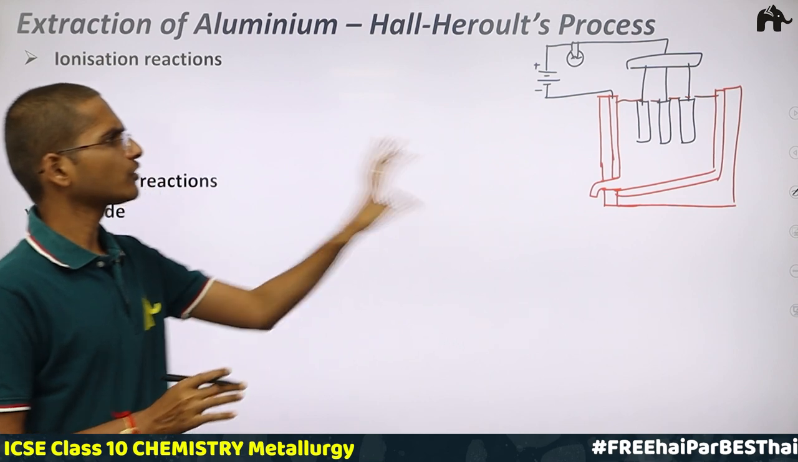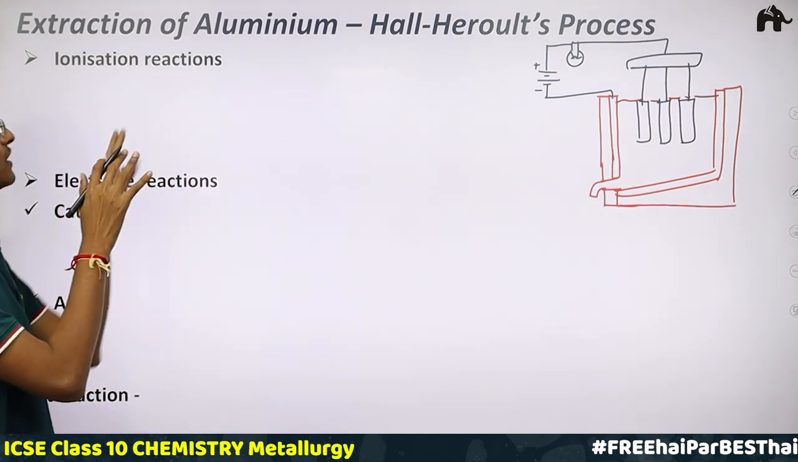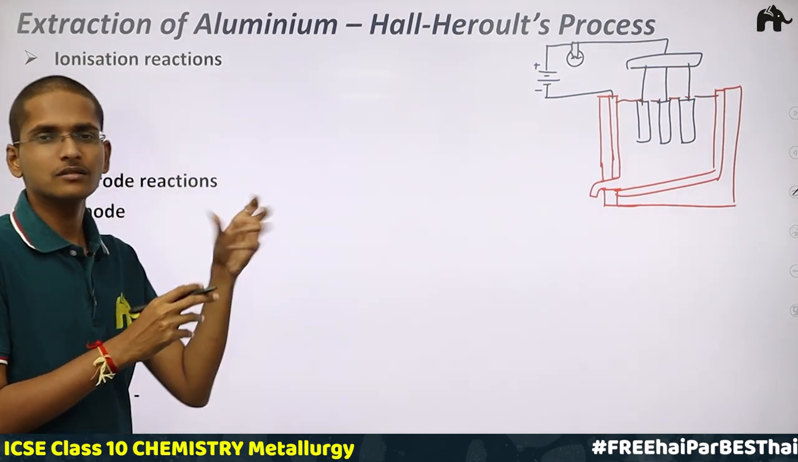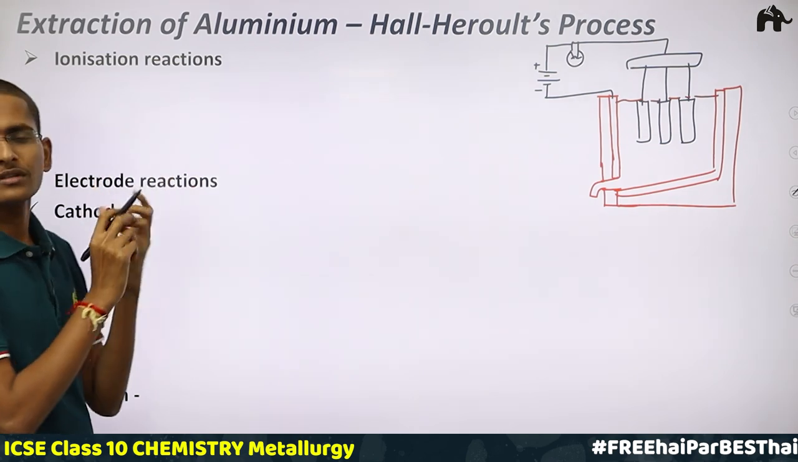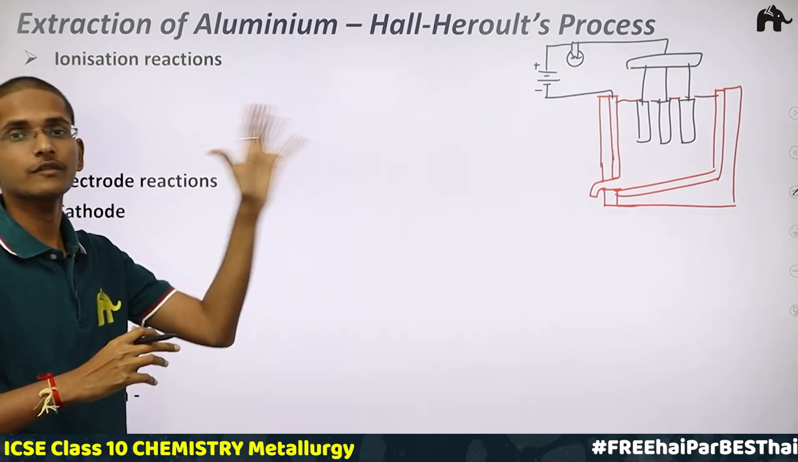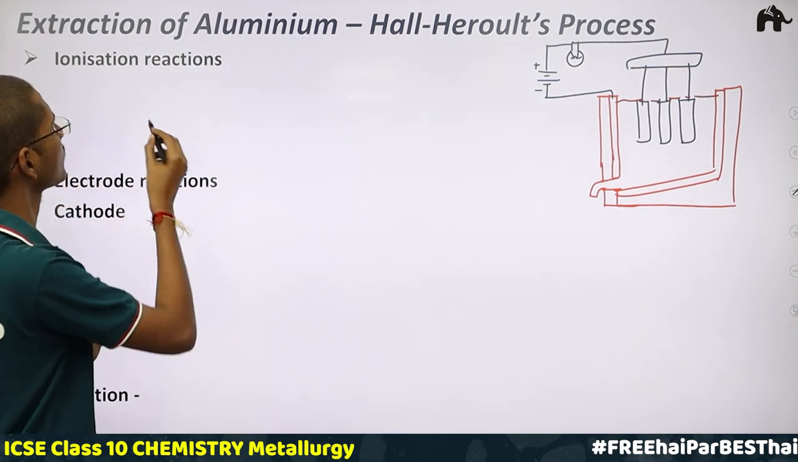Fine. So the ionization reactions are very simple reactions. These reactions would start from the components of our electrolytic mixture. So which are the components of our electrolytic mixture?